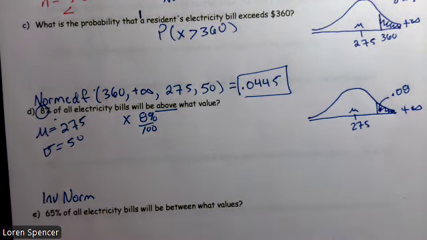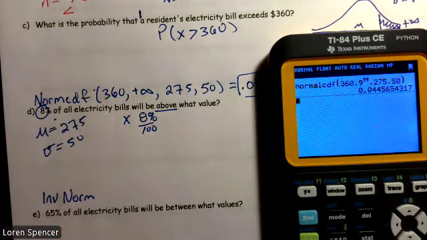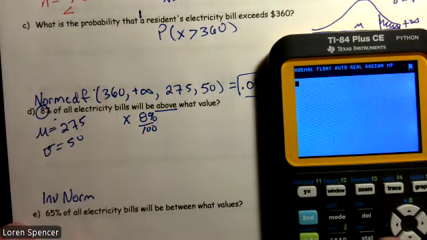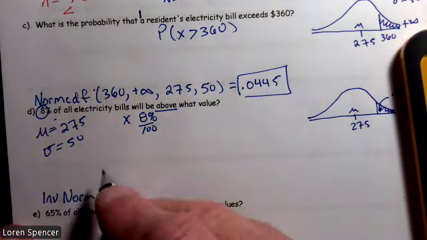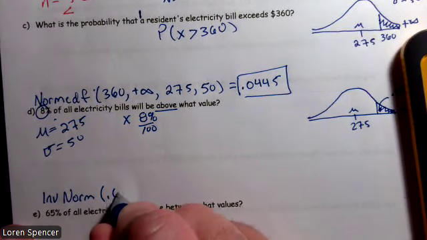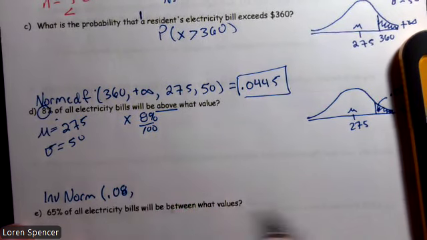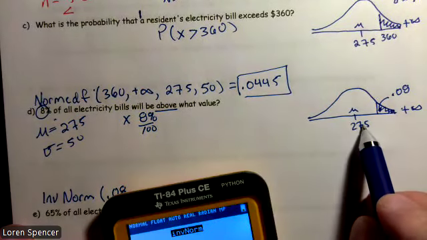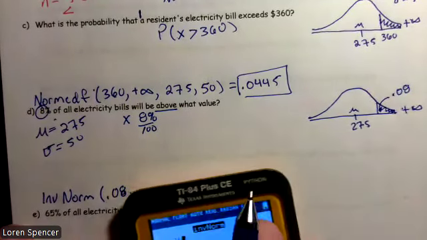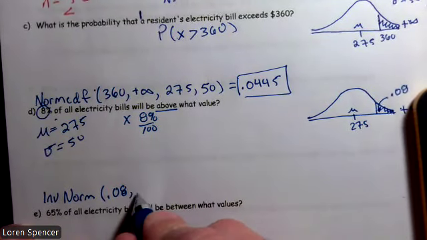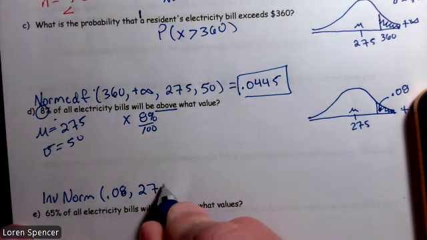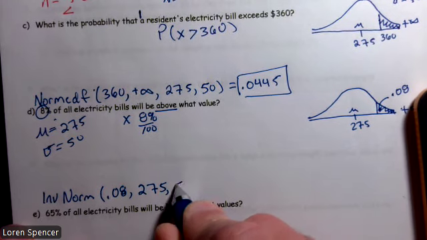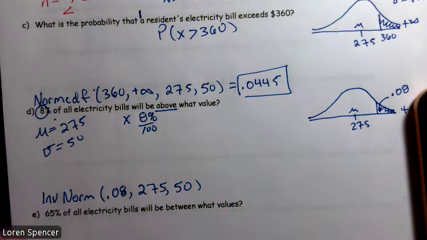All right, so when we go to the calculator, what does the calculator ask for? It's going to ask us for second vars, inverse norm, the area, that's our probability or our percentage, which is 0.08. Then it asks for our mean. Well, in this case, we're working with actual values. So we're not using z-scores. We have to use the actual mean, which is 275, and the actual standard deviation, 50.